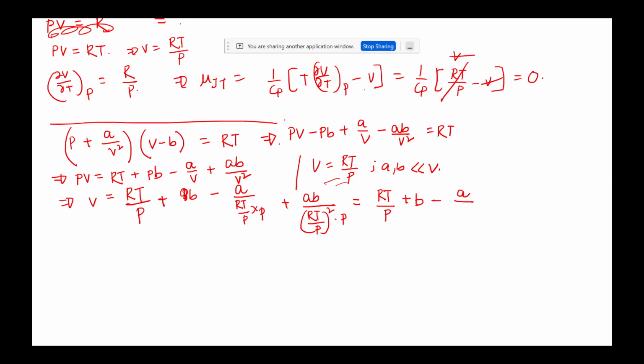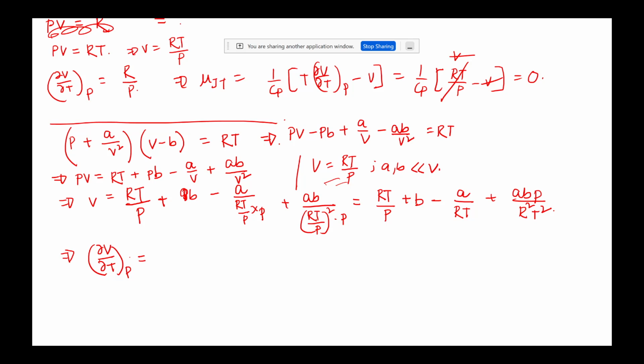Okay, so we are actually deriving the Joule-Thomson coefficient for real gases. So if you do this, then we can get RT by P plus B minus A by RT plus ABP by R square T square. Now we have to find del V del T at constant P.